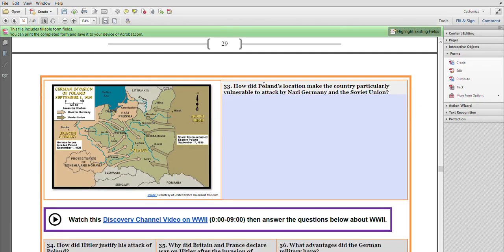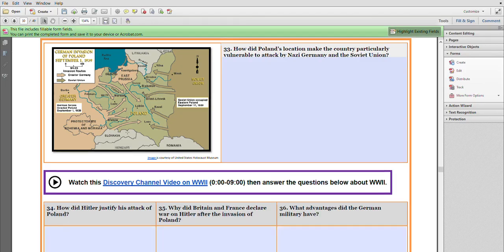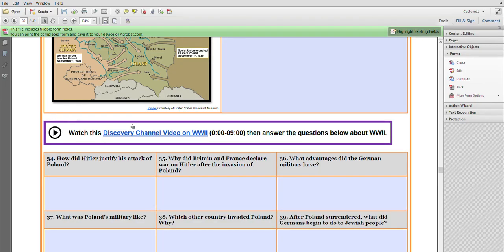Okay, question 33. How did Poland's location make the country particularly vulnerable to attack by Nazi Germany and the Soviet Union? So you can see the Soviet Union here on the east, Greater Germany on the west. All right, so answer your questions based on the map here. When you're done, you're going to watch the Discovery Channel video on World War II up to the 9-minute mark. You don't have to watch the whole video, just up to 9 minutes.